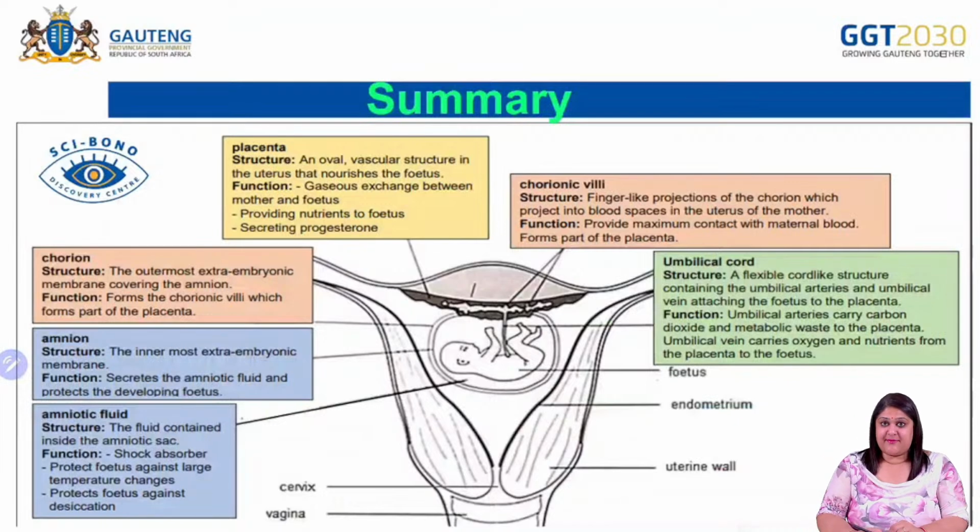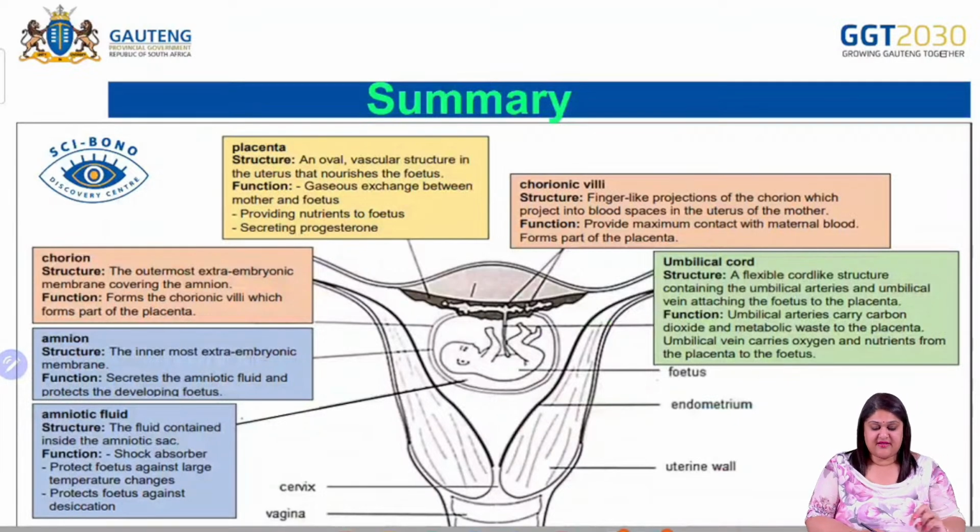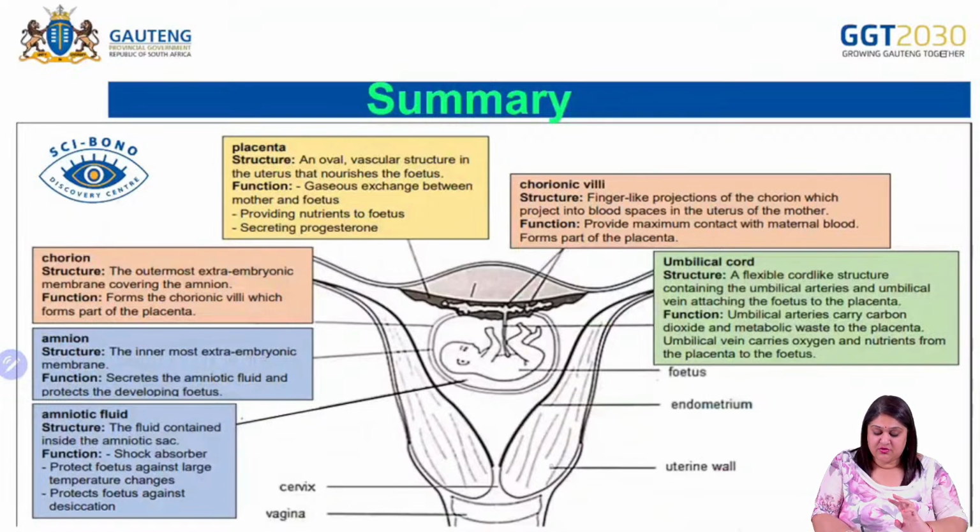Then we've just put a summary here for you of the different parts in gestation. Please make sure you understand them. What I like about this diagram is it shows you the uterine wall and it shows you here the endometrium. We must understand the difference between these two, because when you are using them, the learners are using the words interchangeably, and you lose a lot of marks because there's a difference between the wall and the endometrium.